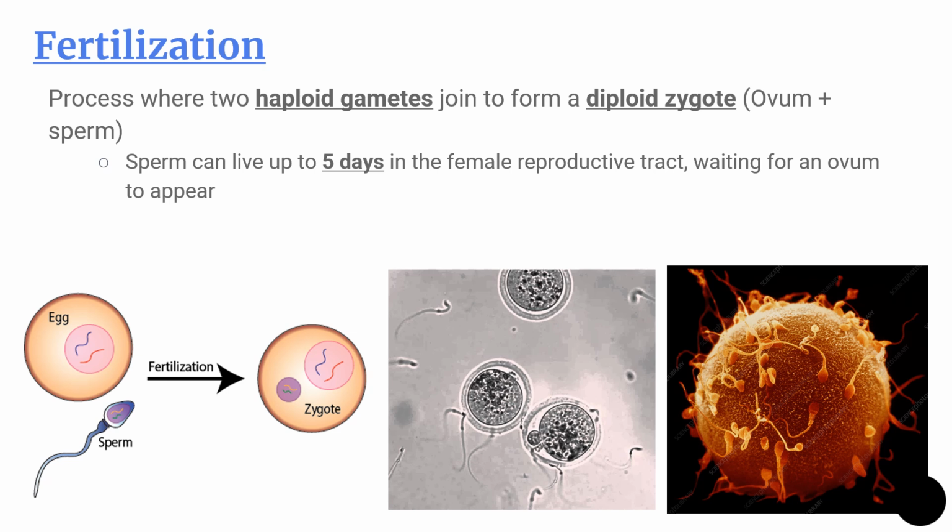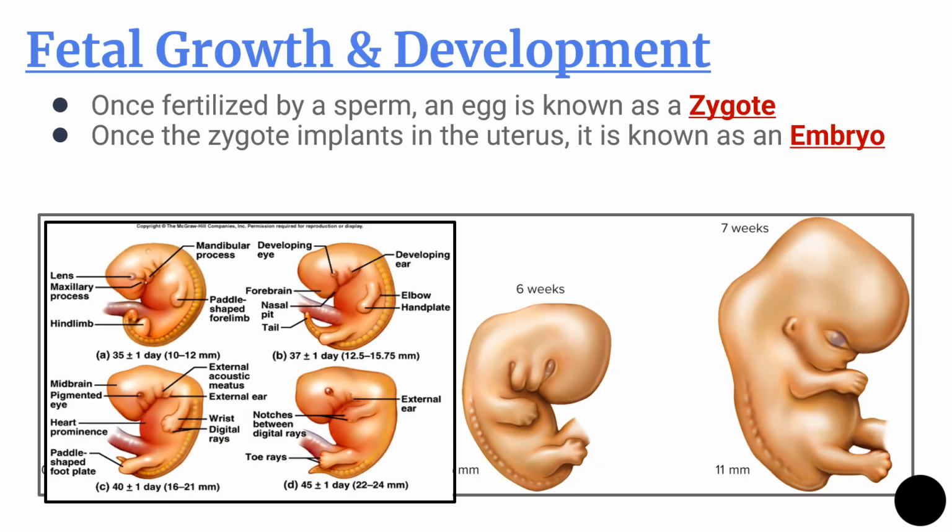So fertilization is the process where two haploid gametes, the sperm and the egg, join to form a diploid zygote. The sperm can live up to 5 days in the female reproductive tract, waiting on an ovum to appear. So you don't necessarily have to have an egg come down and meet sperm at the exact same time. They do have a little window within which they are able to interact. Once fertilized by a sperm, an egg is known as a zygote. And once the zygote actually implants in the uterus, it is known as an embryo.